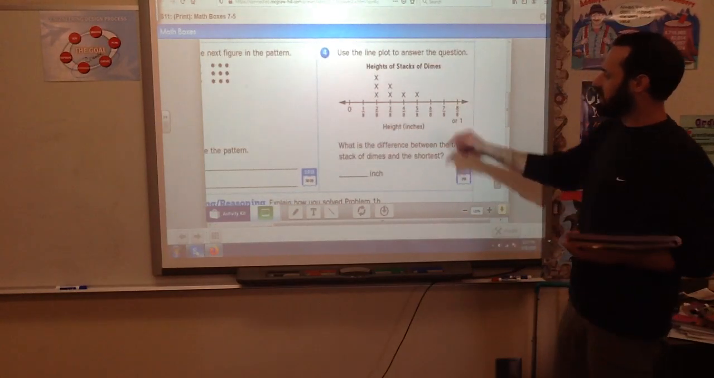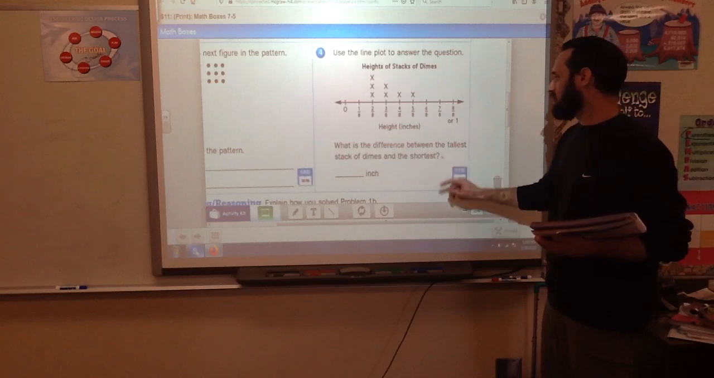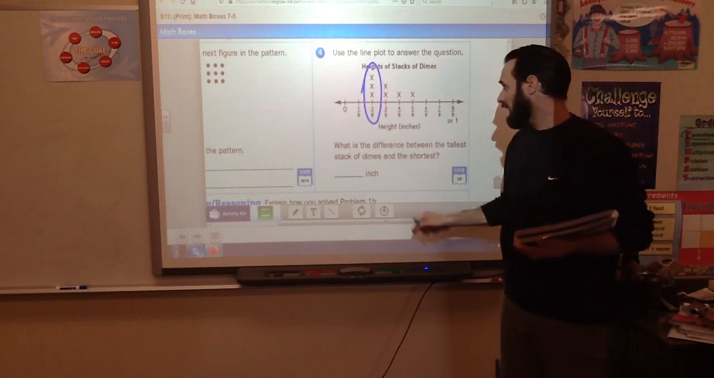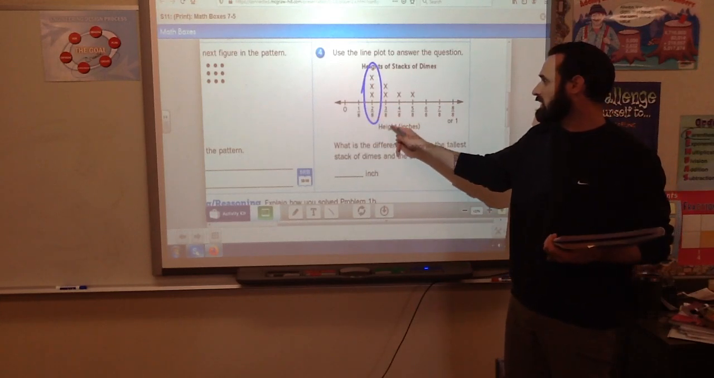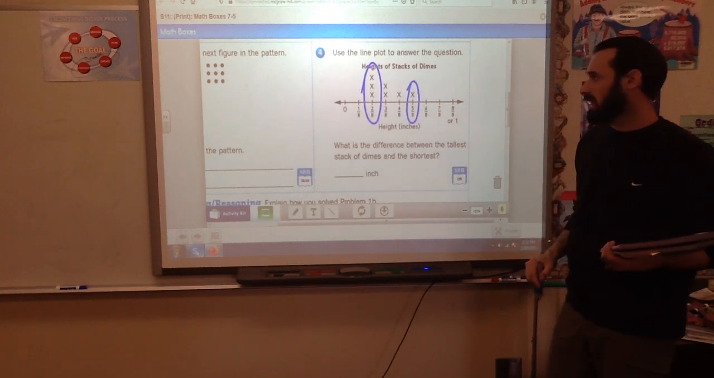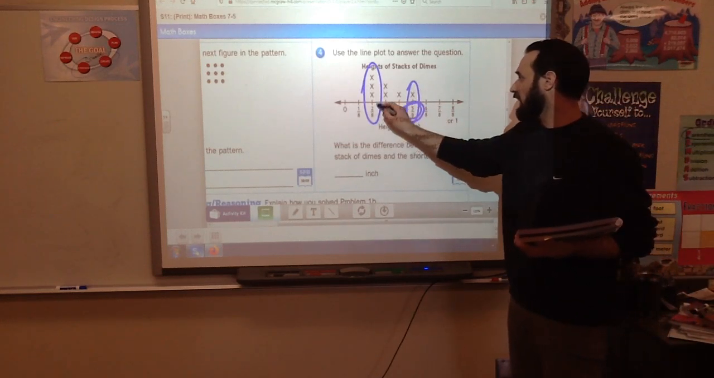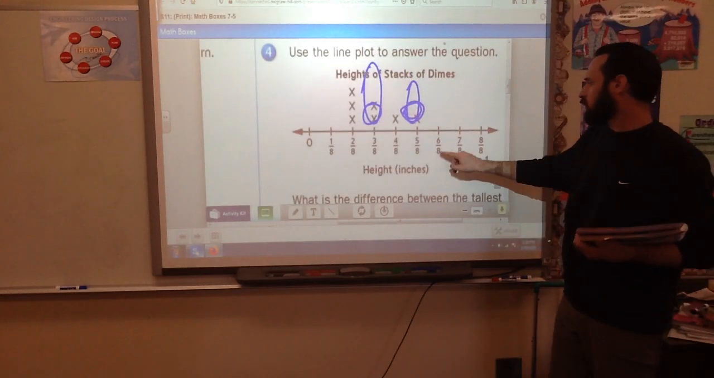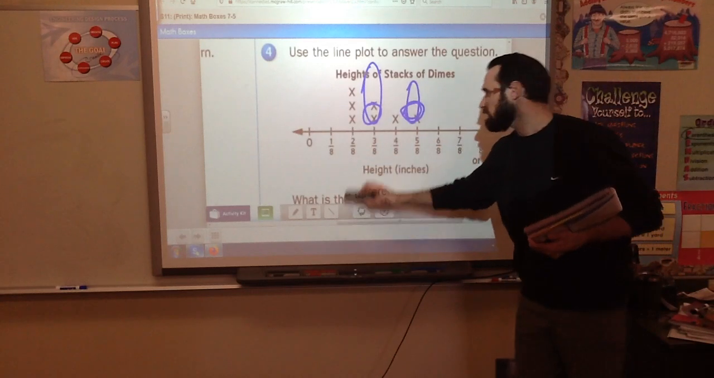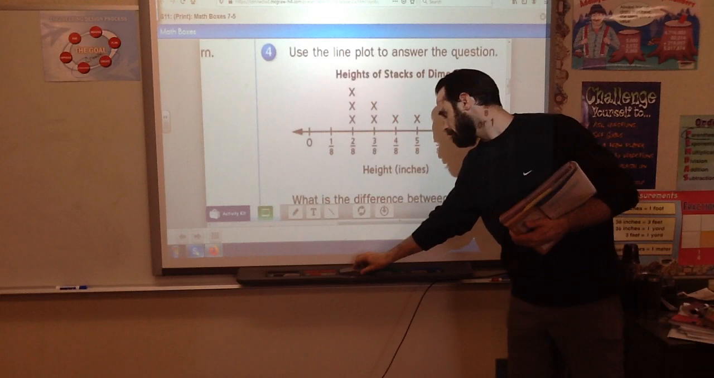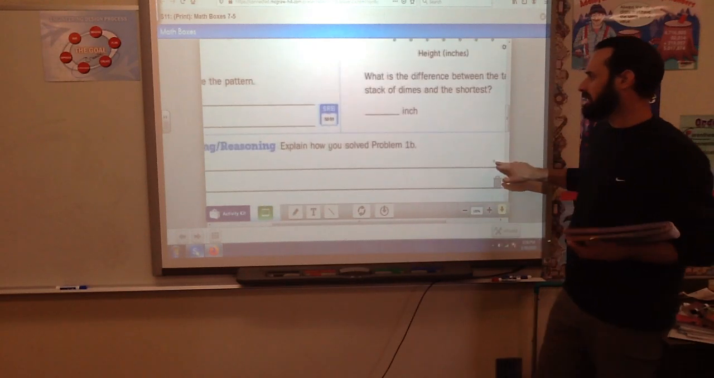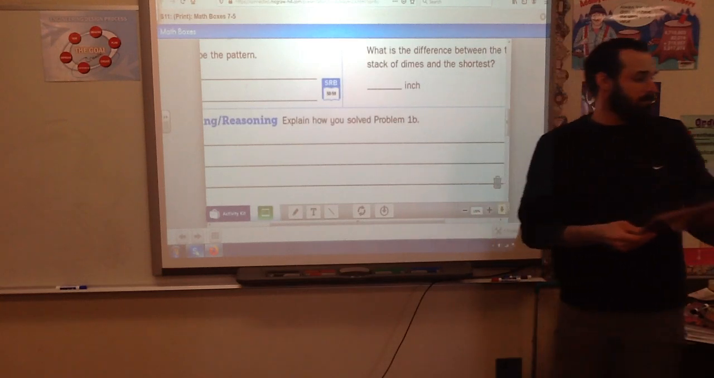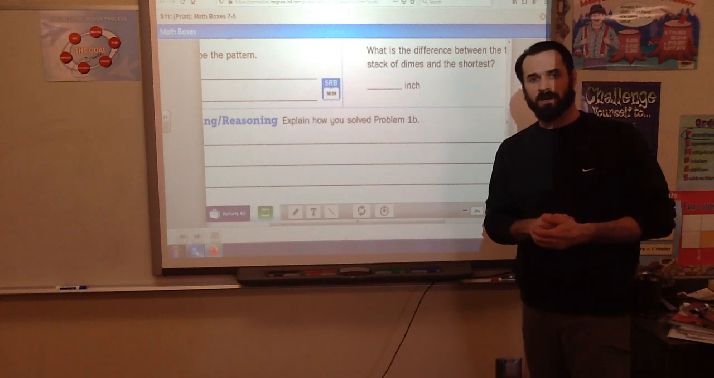Over here, using the line plot to answer the questions, what is the difference between the tallest stack of dimes and the shortest? It's not which one is the tallest. Okay? That's actually the shortest stack of dimes. It's 2/8 of an inch. This is the tallest. Okay? So it's more so dealing with the 5/8 and the 2/8, the measurements of that. Okay? And this one is just explaining how you did partial products multiplication. All right. I hope this went well for you, and we'll talk to you soon.